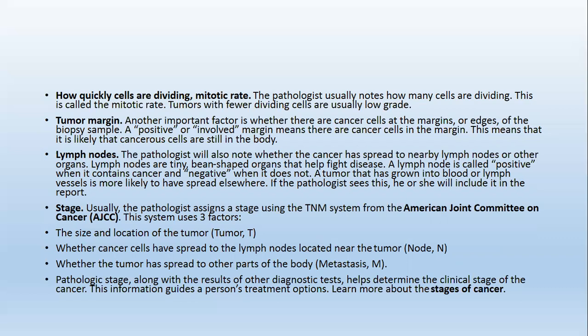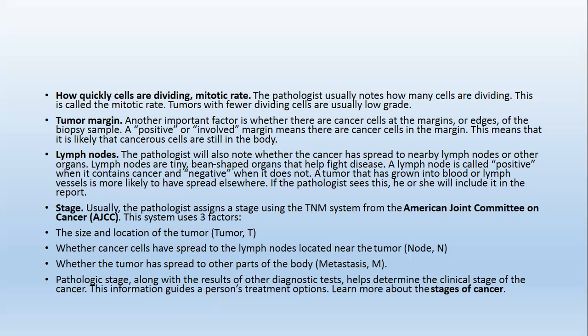Lymph nodes. The pathologist will also note whether the cancer has spread to the nearby lymph nodes or other organs. Lymph nodes are tiny bean-shaped organs that help fight disease. A lymph node is called positive when it contains cancer and negative when it does not. A tumor that has grown into blood or lymph vessels is more likely to have spread elsewhere. If the pathologist sees this, he or she will include it in the report.